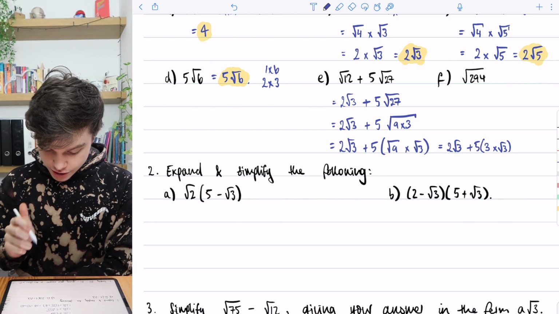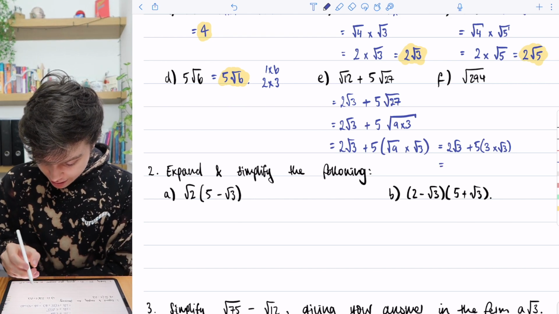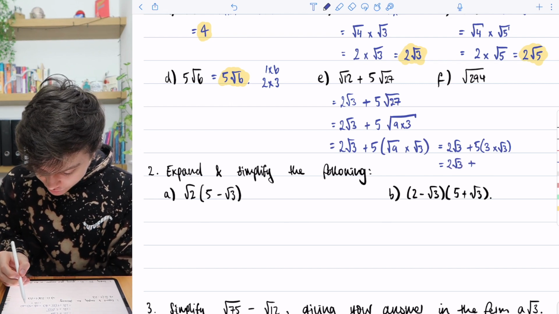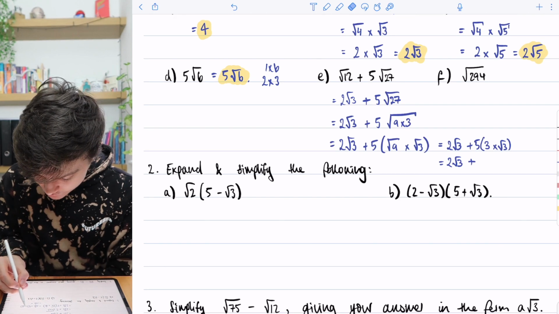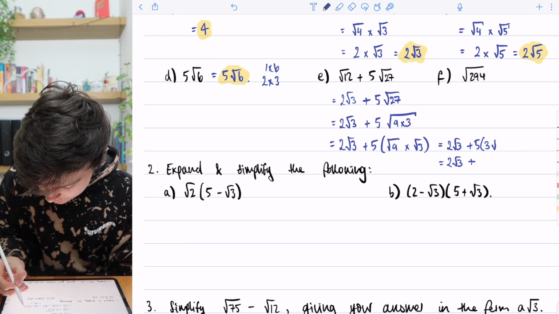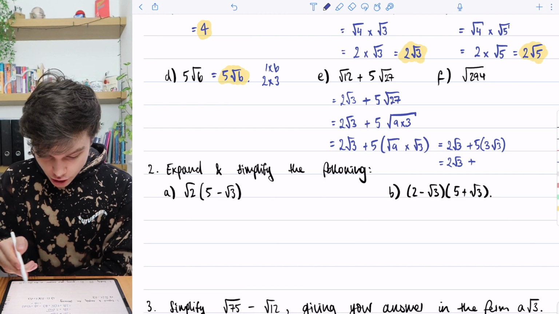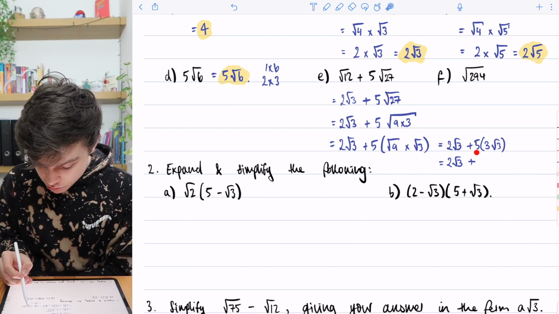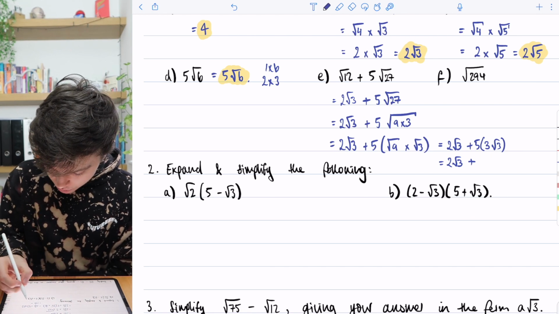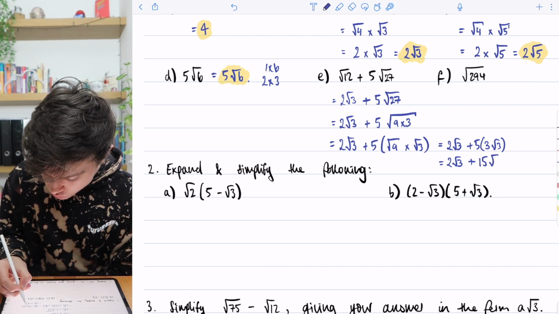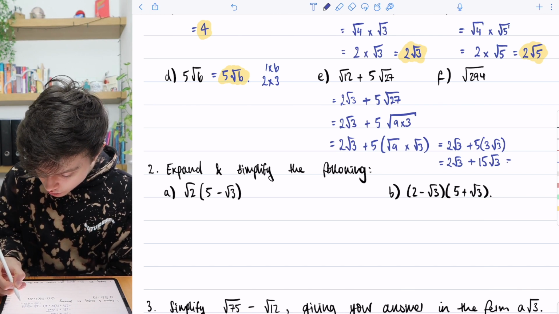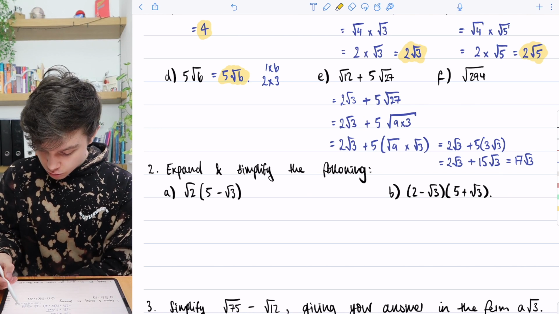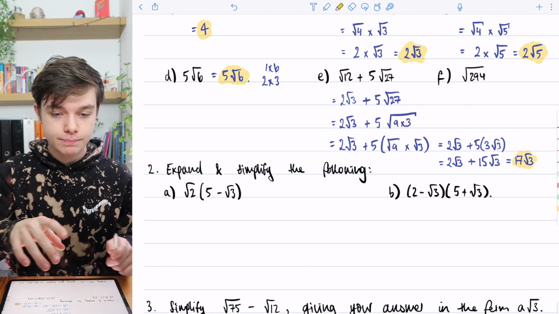Okay, and then all we need to do is just simplify the brackets. So we will have 2 root 3 plus, and then all we've got is, well, we can actually get rid of that multiplication sign there to give us 3 root 3. And then all we need to do is just multiply the numbers. We can't do anything with the root 3, but we can multiply the numbers and we will get 15 root 3. And then when we add them, we will get 17 root 3. And that will be our final answer.